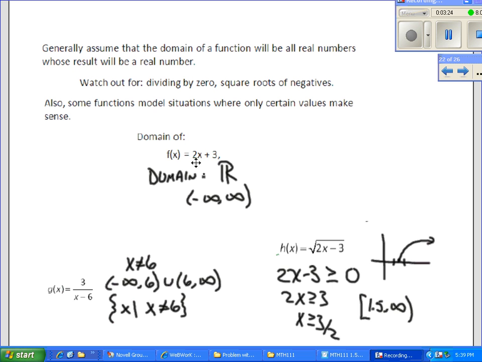Any real number times 2 plus 3 is still a real number, so the domain is all real numbers, which you can describe as being the interval from negative infinity to infinity.